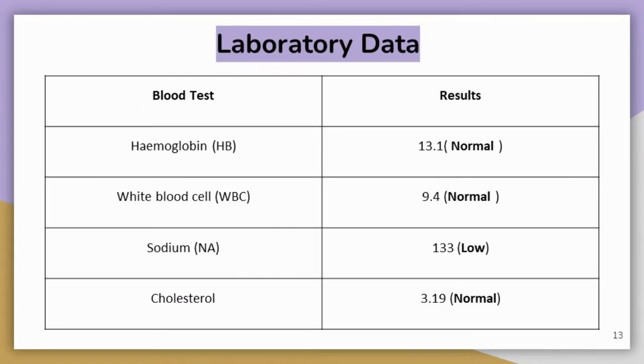Laboratory data. Here are some blood test results that are significant, which we have highlighted. First, hemoglobin, and the result is 13.1, which is normal. White blood cell 9.4, normal. Sodium 133, which is low, and also cholesterol 3.19, normal.